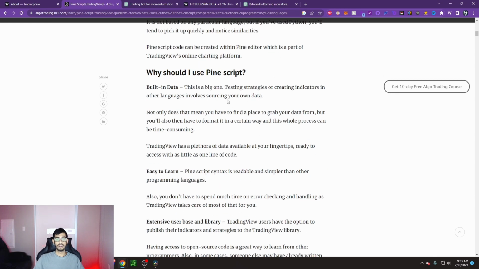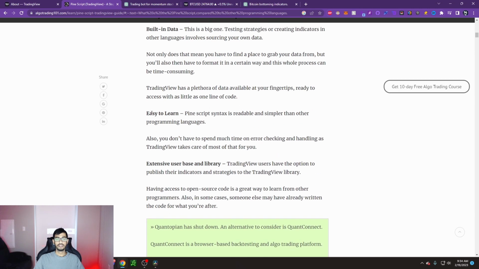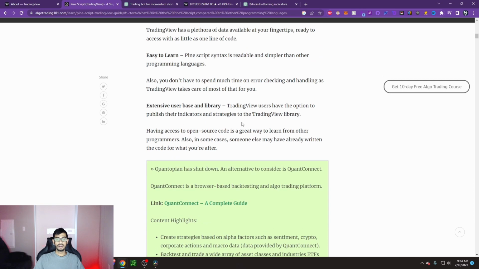So why should we use PineScript? Well, it has built-in data, meaning that they have a plethora of data available at your fingertips, ready to access with as little as one line of code. It's easy to learn. They even do error checking for you. And it has an extensive user base and library, meaning some of these strategies or trading bots might have already been created by other people, and it's open source, so you guys can go ahead and learn from other programmers.